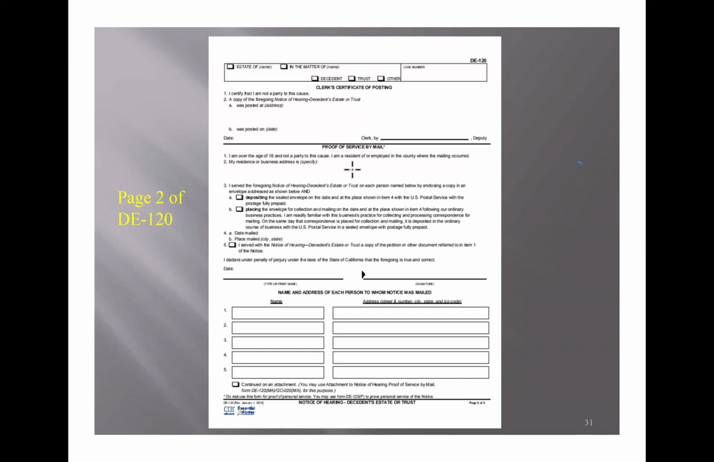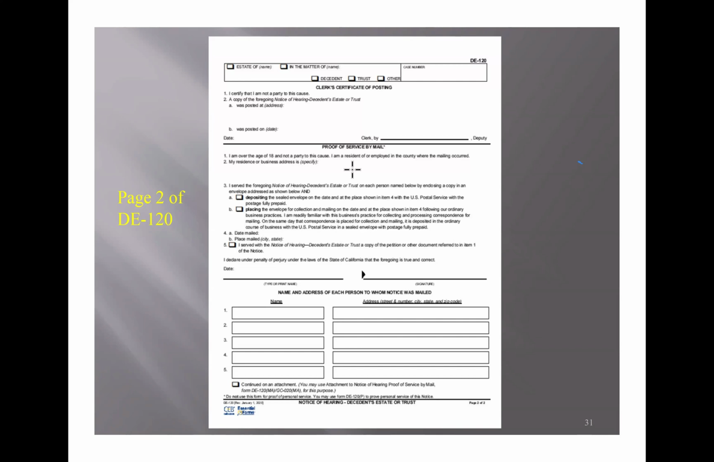Then the person who is signing this declares under penalty of perjury that they mailed the copy, at least of the notice of hearing, to all the people that were listed, and they date it, have a typed or printed name, and then they sign. And then if you're paper filing, the original of this proof of service has to be filed with the court more than 2 days before the hearing date.